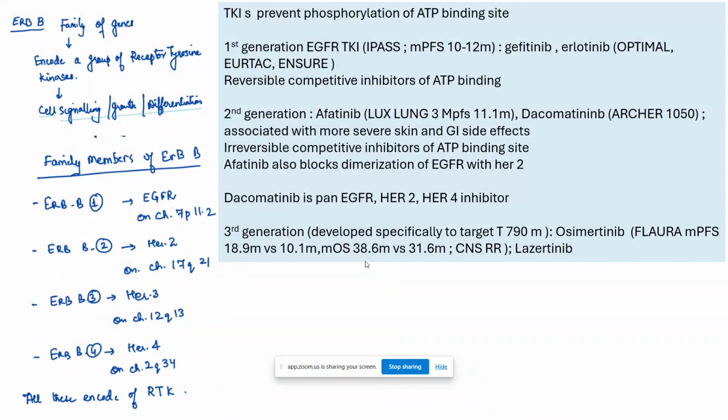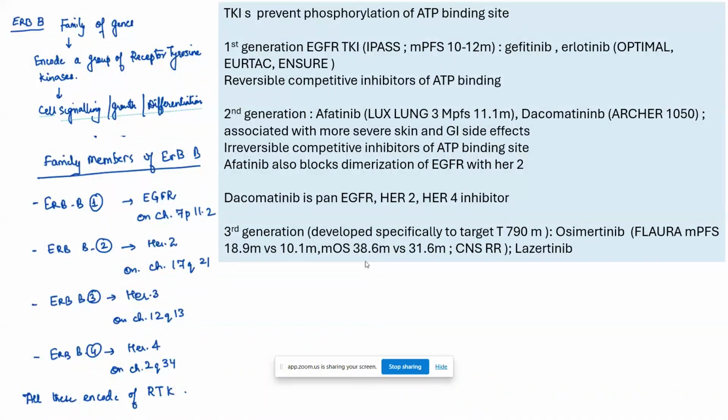So in that way, we have the first generation, second generation, and the third generation TKI. The first generation TKIs were gefitinib and erlotinib, with a PFS benefit when they were compared with chemotherapy. The median PFS was 10 to 12 months, which was significantly better, but the OS benefit was not there. And the main thing is that these first generation drugs bind reversibly to the ATP binding site of the tyrosine. When we go down to the second one, the main problem with the first generation was the development of resistance.